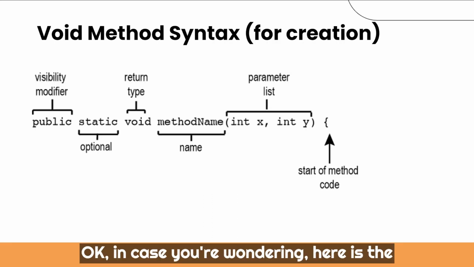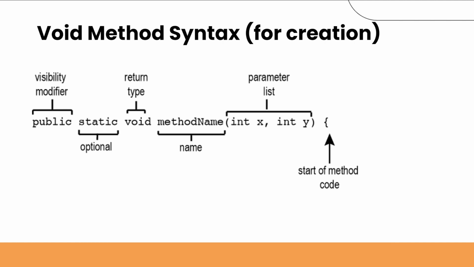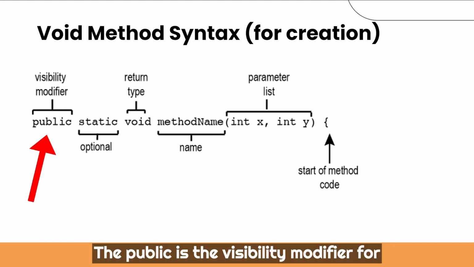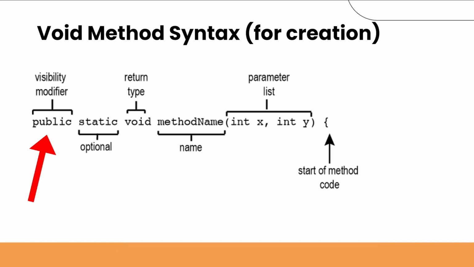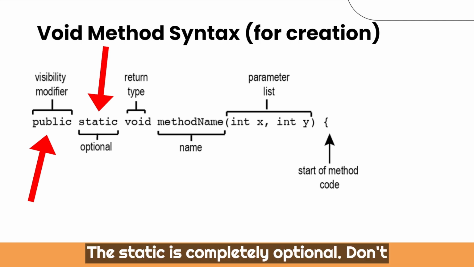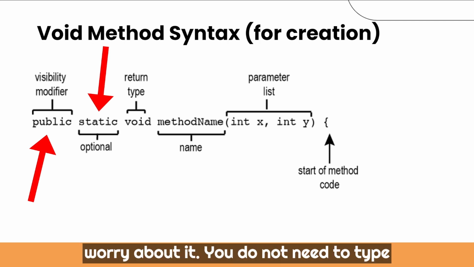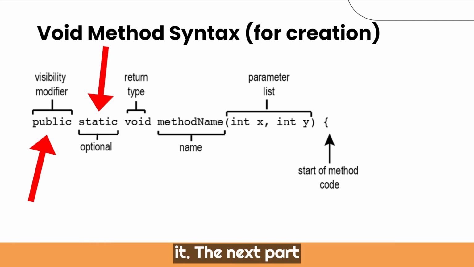Okay, in case you're wondering, here is the exact syntax needed to create methods. The public is the visibility modifier. For our current uses, just set it to public. The static is completely optional. Don't worry about it. You do not need to type it.